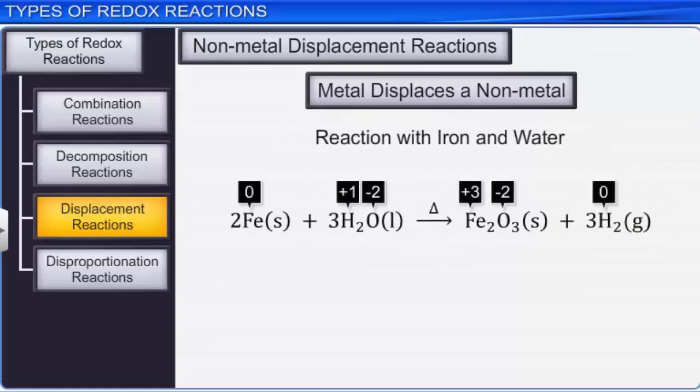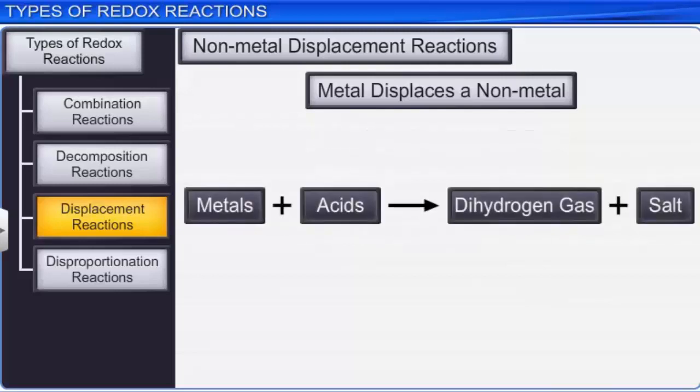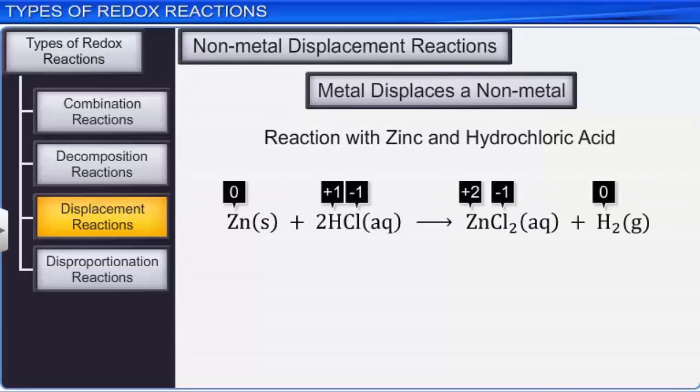Similarly, iron reacts with steam to form iron 3 oxide and hydrogen gas. Many metals, including those that do not react with cold water, can displace hydrogen from acids to liberate dihydrogen gas and the respective salt. For example, zinc reacts with hydrochloric acid and displaces hydrogen to form zinc chloride and dihydrogen gas.